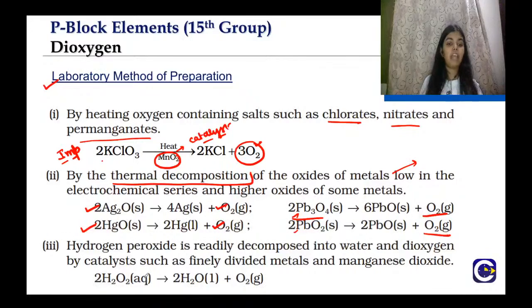Hydrogen peroxide, if you decompose it, right, it will give you H2O plus O2. This is another method for the preparation of dioxygen gas. So these reactions you can write down.